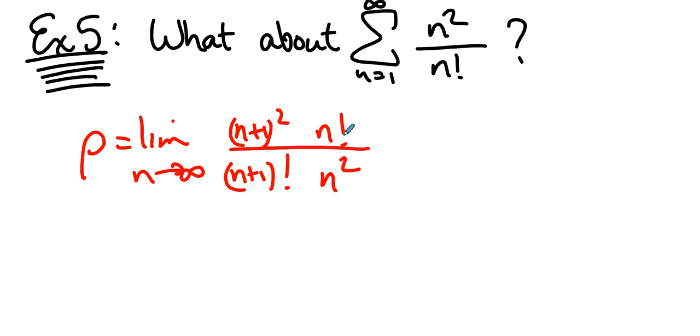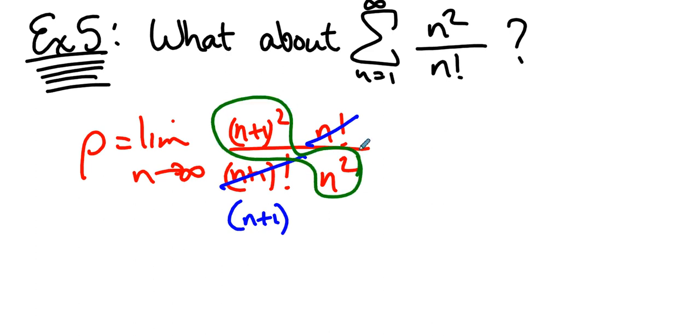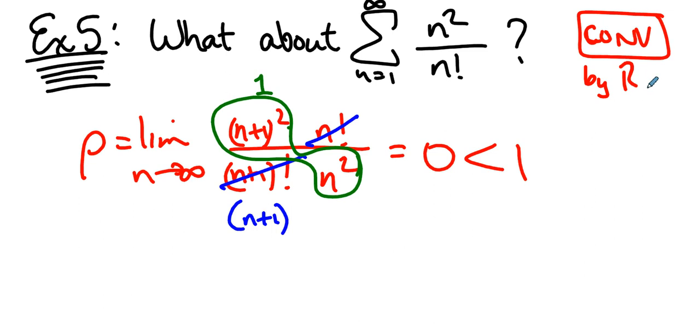Well, we know that n factorial and n plus 1 factorial leave behind an n plus 1. And we know that n plus 1 squared over n squared, this is n squared blah, blah, blah, over n squared no blah, blah, blah. This ratio goes to 1 as n goes to infinity. So rho is the limit as n approaches infinity of 1 over n plus 1. And that's 0, which is less than 1. And so this series converges by the ratio test.